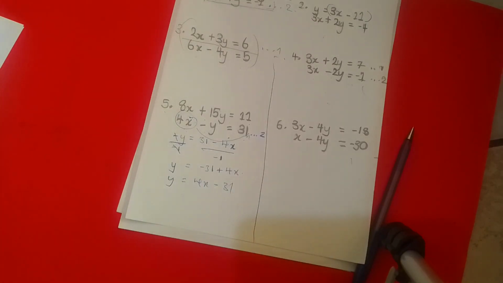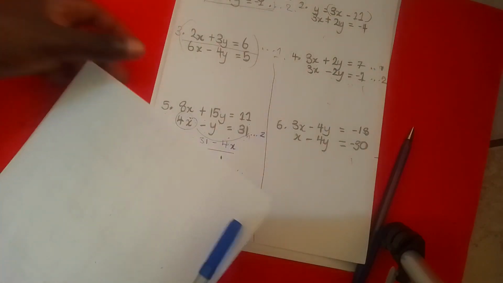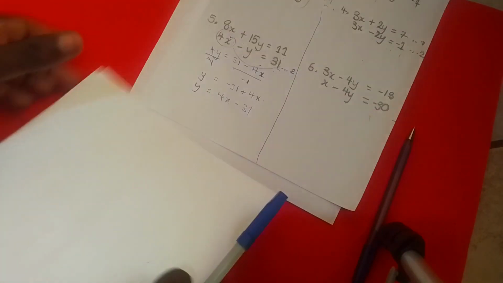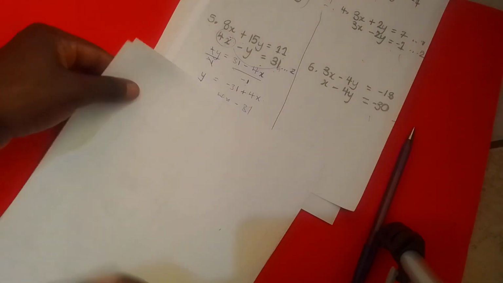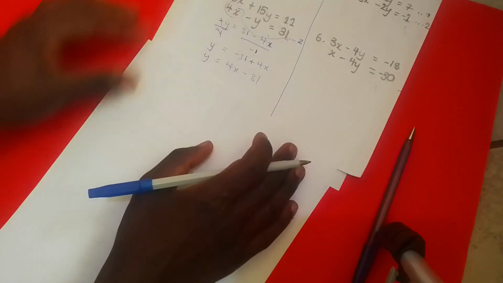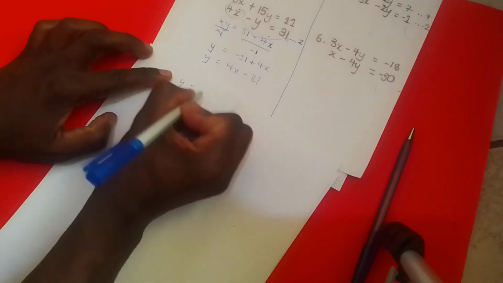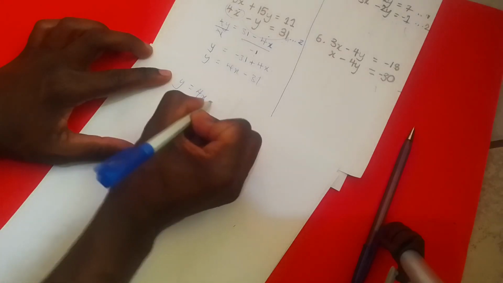Okay, let me take a clean sheet. And so we have made y the subject of the formula in equation 2, and we ended up with 4x minus 31.